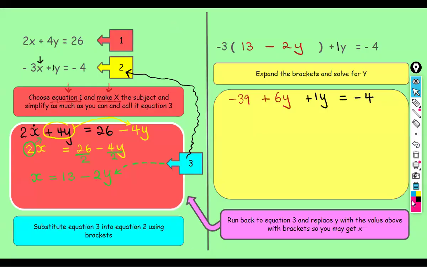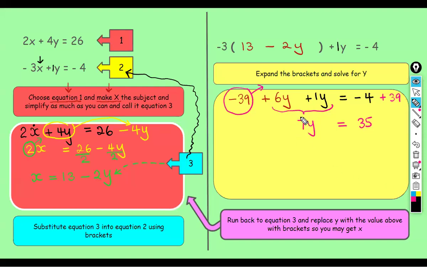That minus 39, I think we need to throw him across, right? Because he doesn't have a y. Throw across minus 39, you're going to get positive what? 39. 6y plus 1y is 7y. Minus 4 plus 39. You can check it on the calculator. Remember, this is not 4. This is minus 4. Minus 4 plus 39 is positive 35 on your calculator.